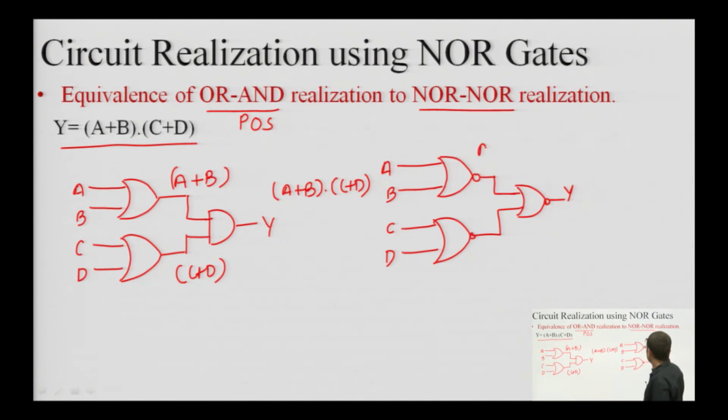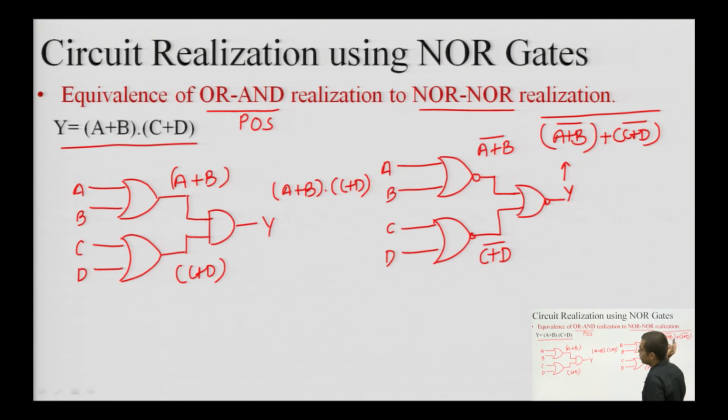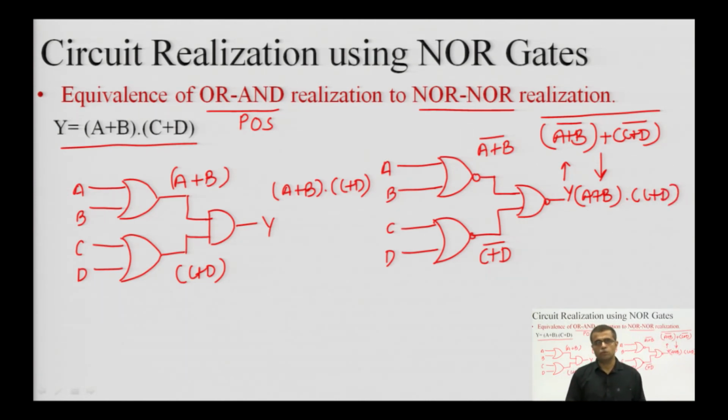So, for this I am writing the intermediate expressions like A plus B whole complement, here I will be getting C plus D complement. So, and here this Y will be A plus B whole complement plus C plus D whole complement and further complement. So, if I apply De Morgan's theorem on it, then I can check that this translates to A plus B into C plus D, because these double complements will be cancelled out. So, I can see that both these structures are exactly similar.